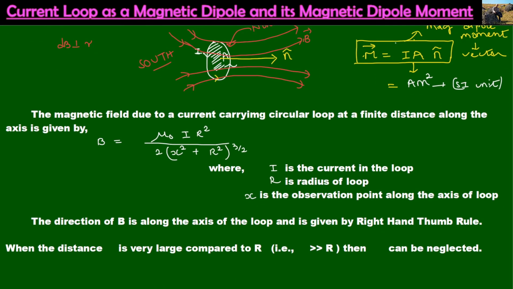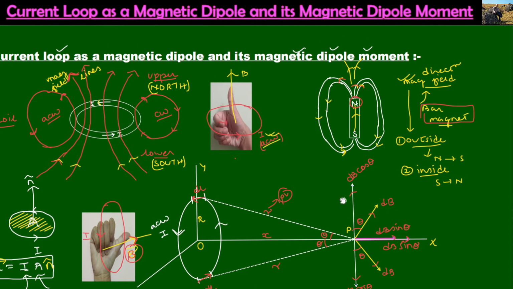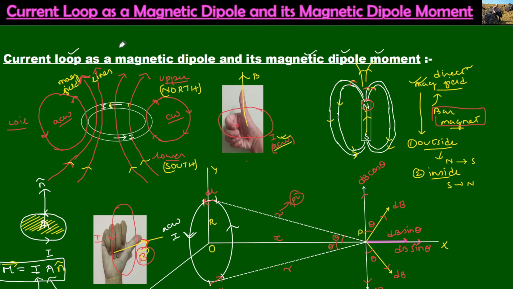Then we also discussed how to find the direction of B. You can find the direction of B by using the right hand thumb rule. From here we have to emphasize this relation in order to illustrate that the magnetic field of the coil resembles the magnetic field of the bar magnet. Our strategy is to show that the magnetic field of this loop is the same as the magnetic field of the bar magnet. That means both should have the same formula.